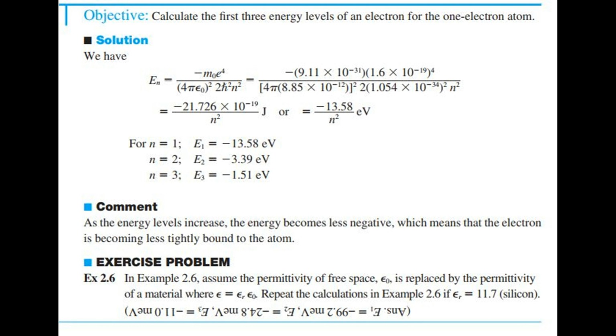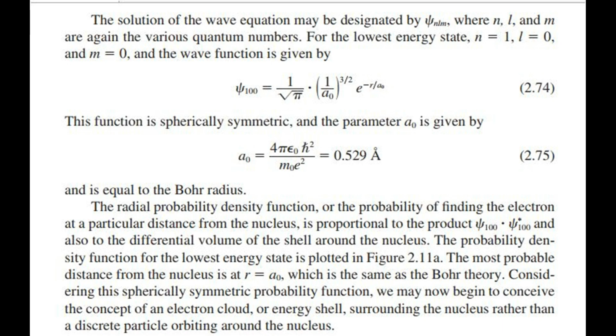The solution of the wave equation may be designated by ψ_nlm, where n, l, and m are again the various quantum numbers. For the lowest energy state, n = 1, l = 0, and m = 0, and the wave function is given by the expression shown. This function is spherically symmetric, and the parameter a0 is given by the expression shown and is equal to the Bohr radius.